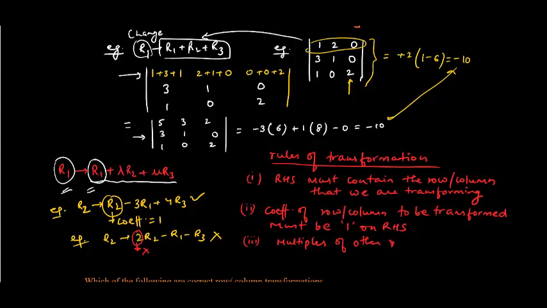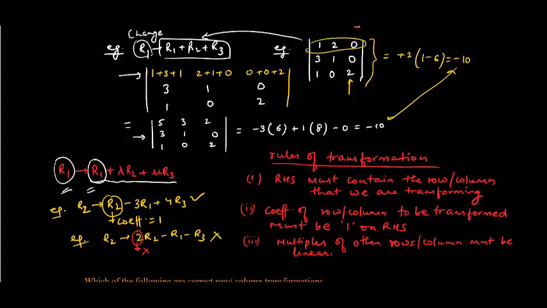Multiples of other rows or columns must be linear in nature. They must be linear in nature. So what do I mean by this? Again, I take an example.